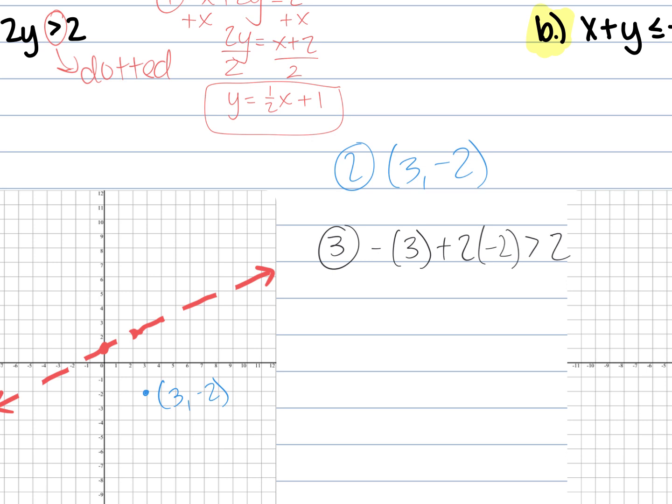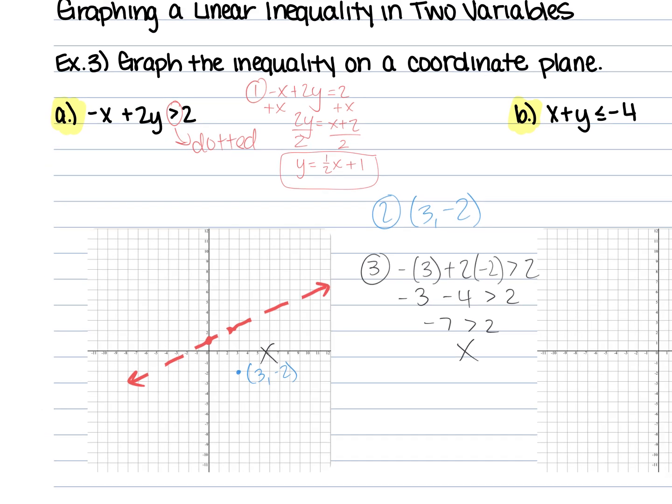All right, so this is going to be negative 3. Do you guys agree? Because it's technically negative 1 times 3. And then what? Multiply 2 times negative 2, which gives me? So I have minus 4. Is negative 3 minus 4 going to be larger than 2? No, it's negative 7, and negative 7 is definitely not bigger than 2. So if this doesn't work, what do I do? Shade the other side. So do you guys agree that that point is below my line? So we're going to shade above my line.